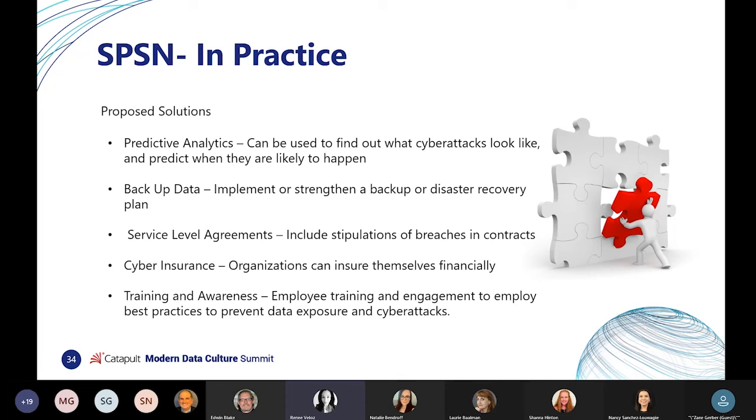And finally, the most important and what we see a lot is the training and awareness. So this is just training your employees and engaging them to employ the best practices to prevent data exposure, cyber attacks, phishing emails, things like clicking on bad links. So slide, please.